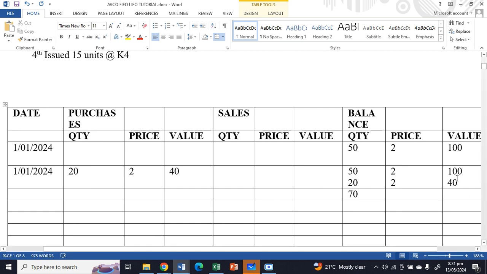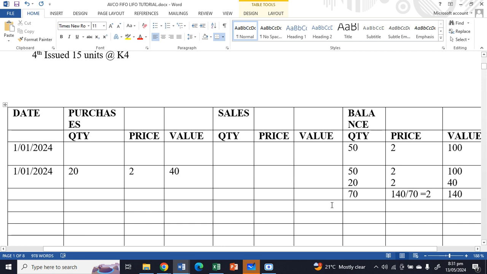What is the total value? 100 plus 40, that is 140. To get the average cost, it's the total value of the inventory divided by the quantity of the inventory. The total value is 140, and the quantity is 70 units. So 140 divided by 70, that is 2 kwacha.